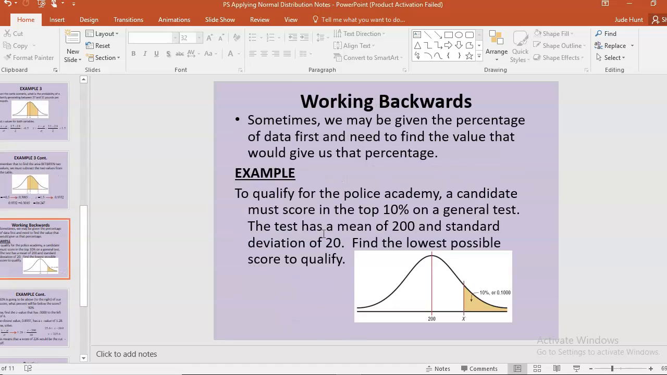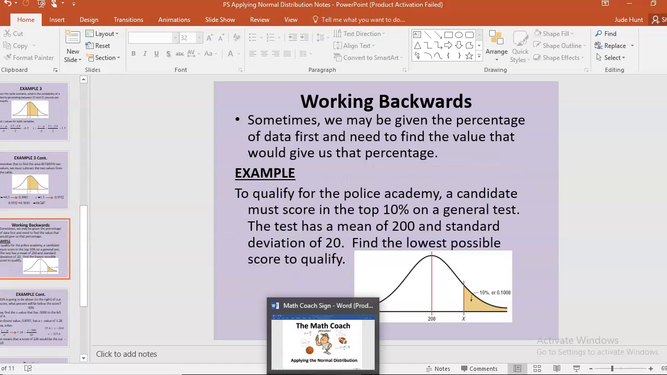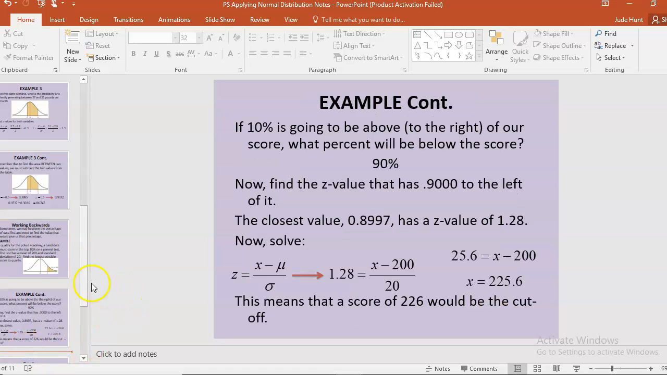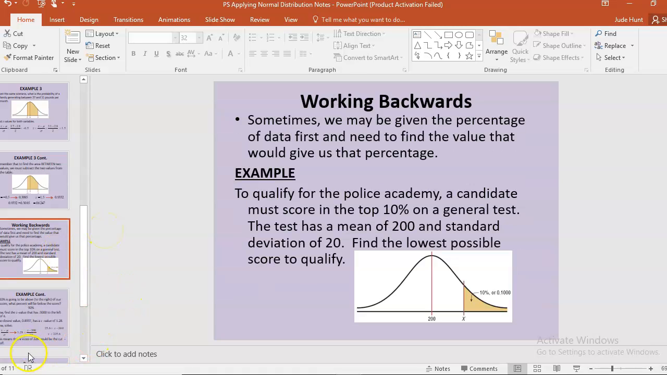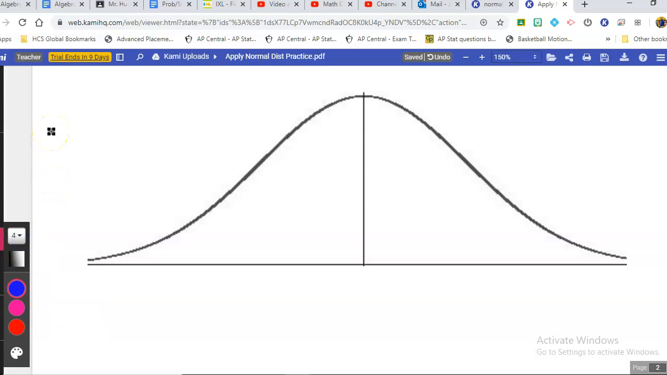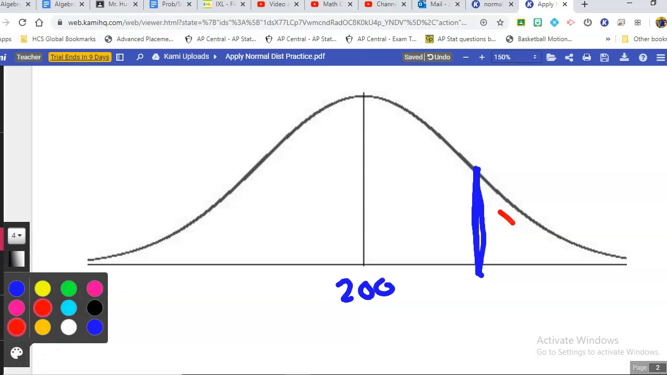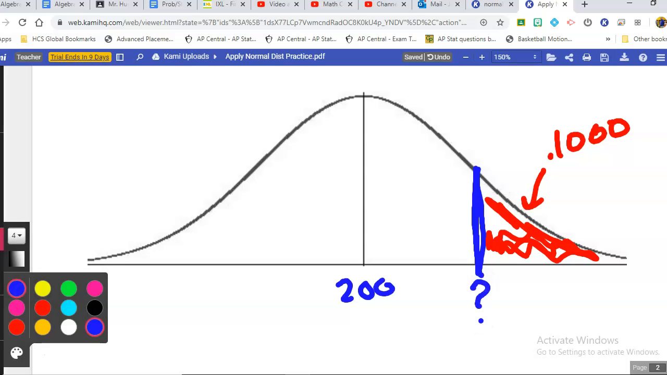So we take that information and we can go to a distribution. Okay, so if we're going to take this and go to a distribution, again, we know that our mean is 200, so that would be right here in the middle. And we know that we want to get into this top 10% area. So we're going to try to get over here. We know that this is representing 10%, which would be 0.1000. But we don't know what score it is going to take for us to get there.